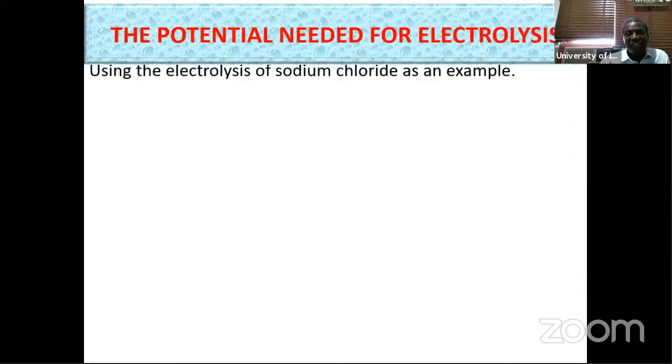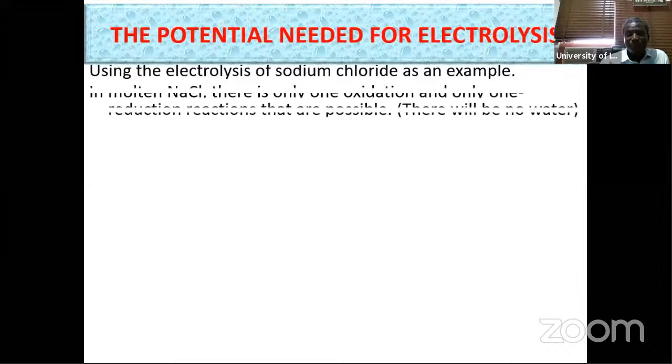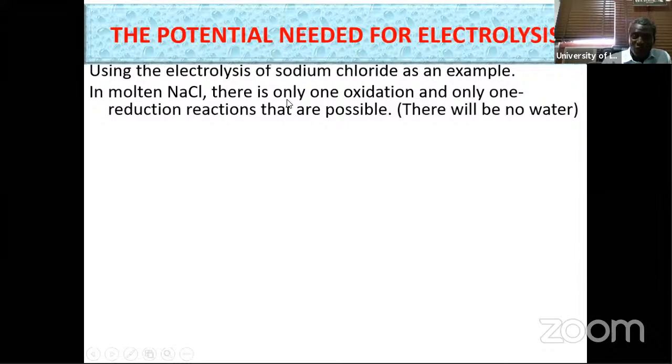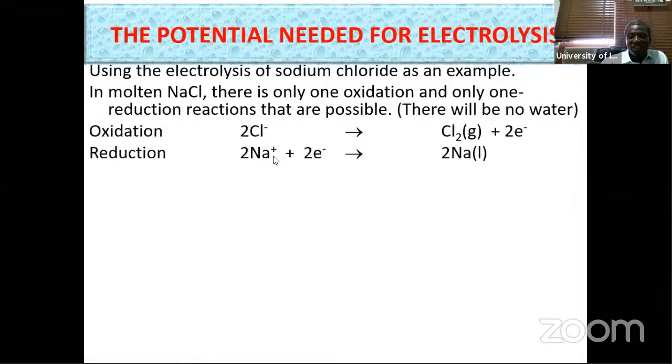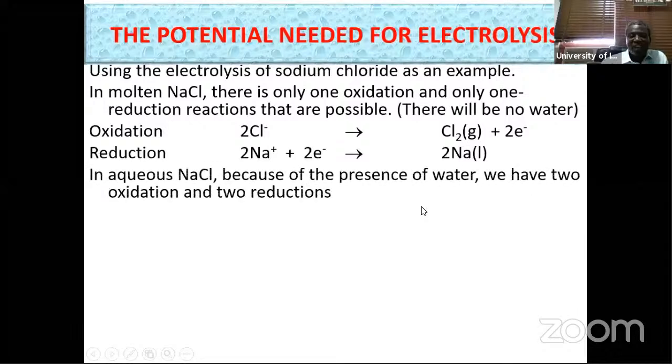So if you are using electrolysis of sodium chloride for example, if it's in molten form, you have only one oxidation and only one reduction because there's no solution there, there's no water. That is when you have it in molten form. Your reaction is just simply going to be this. The things you have to discharge will just be chloride going to chlorine, and then you have sodium going to liquid sodium. With that, you don't have any problem. So you have your oxidation and your reduction. There's no water, and therefore you know what you are doing.